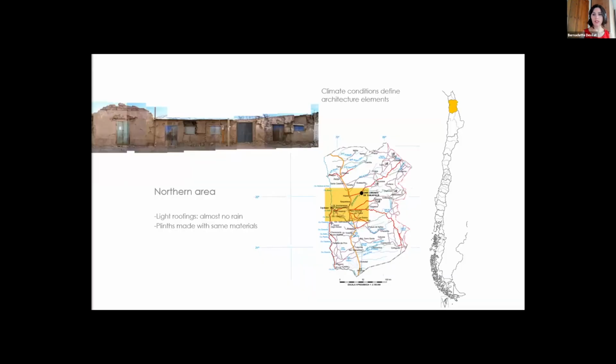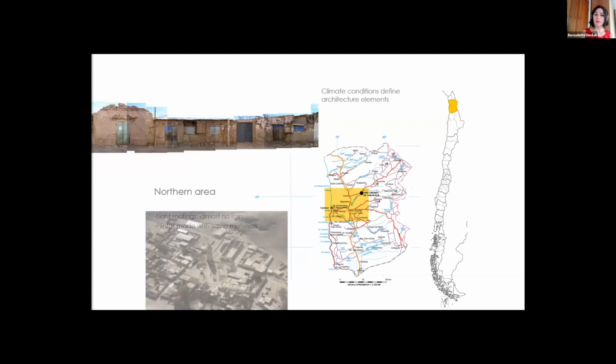In my case studies, there are two ways of adaptation that have occurred. One is the adaptation of building techniques to a new context and the local climate. For example, in the north area, where Tarapacá is located, most buildings have light roofing because there is almost no rain. And the thermal mass of the adobe and quincha is perfect for the high temperature oscillation, which could go from near 30 degrees in the day to 80 degrees or less at night.